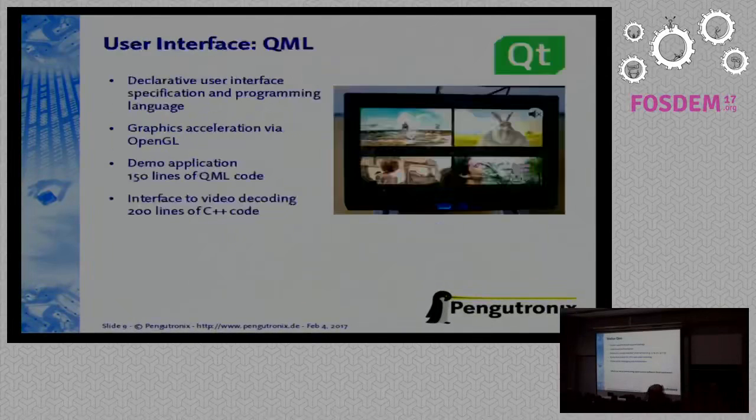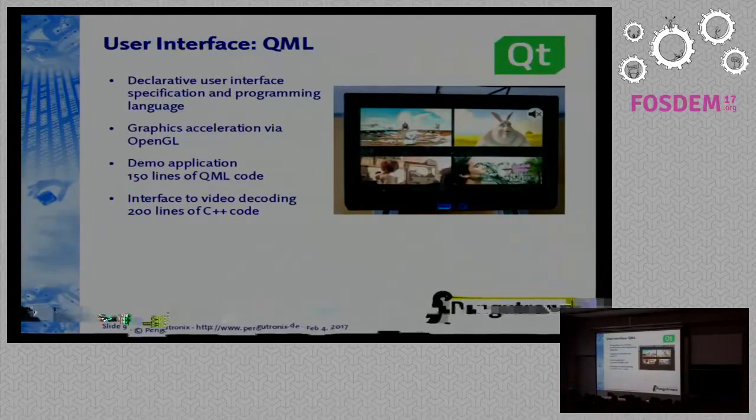So let's look at our system. Start at the user interface. We're using QML for that. It's a language that is a bit similar to HTML. It's pretty easy to define user interfaces with that. It uses Qt in the background. Because of that, it can use OpenGL for the acceleration of compositing.